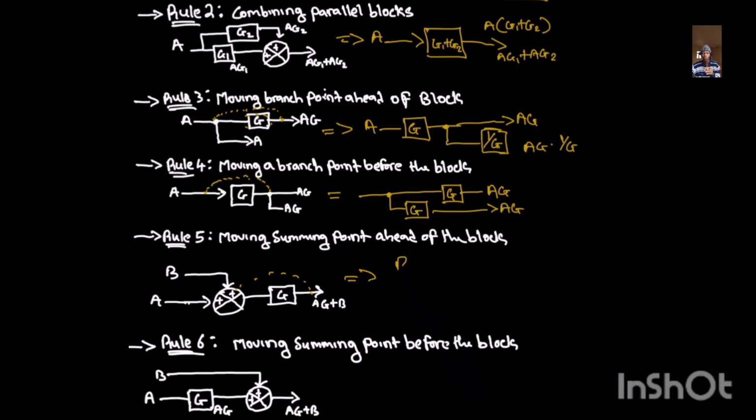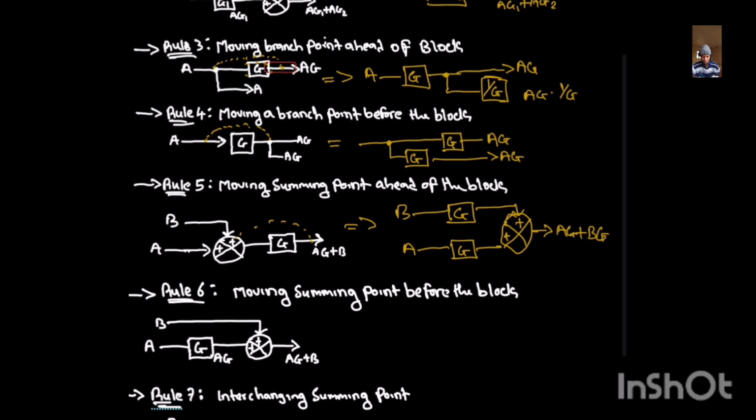So we have B as the input. Then this is the gain. We have A. Then G. So this is the summing point. We finally moved this summing point ahead of the block. So what we have as the output is AG plus BG. So moving summing point ahead of the block, you add only the what? Actual gain.